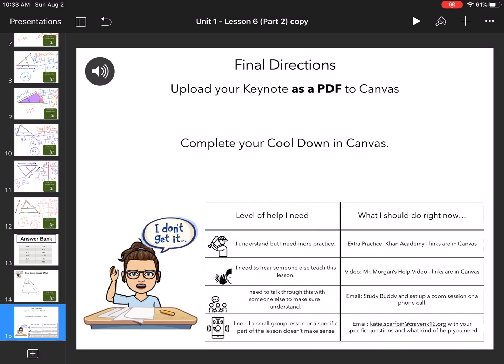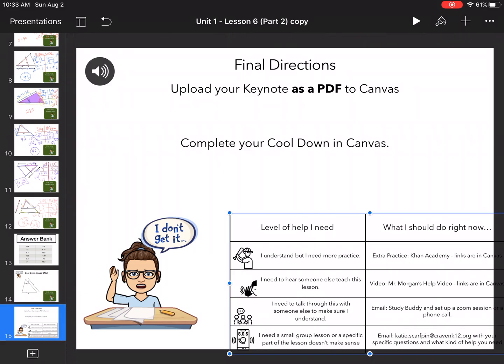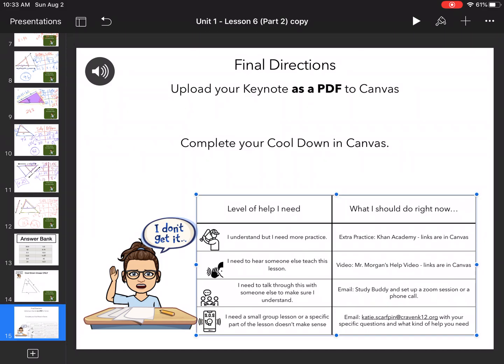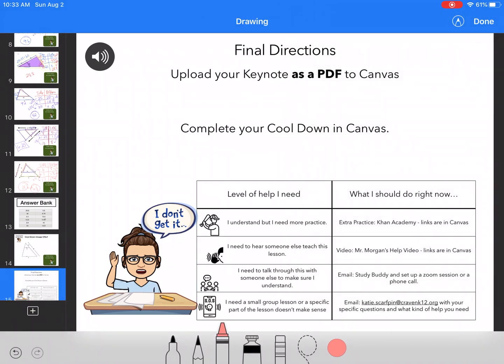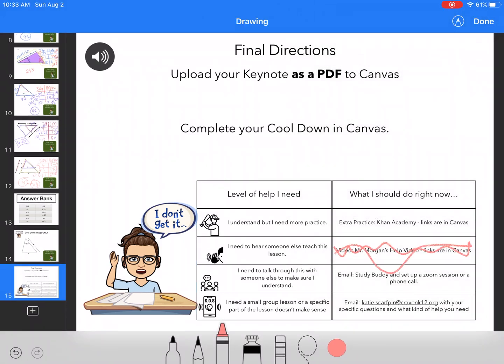So think about the level of help you need. Do you just need more practice with this? Do you need to hear, well, Mr. Morgan doesn't have a video for this one, so I should really cross him out because this is a supplemental lesson. So let's just cross that one out. You can't hear somebody else do it. Okay, if you need to talk it through with somebody else, definitely set up with your study buddy.